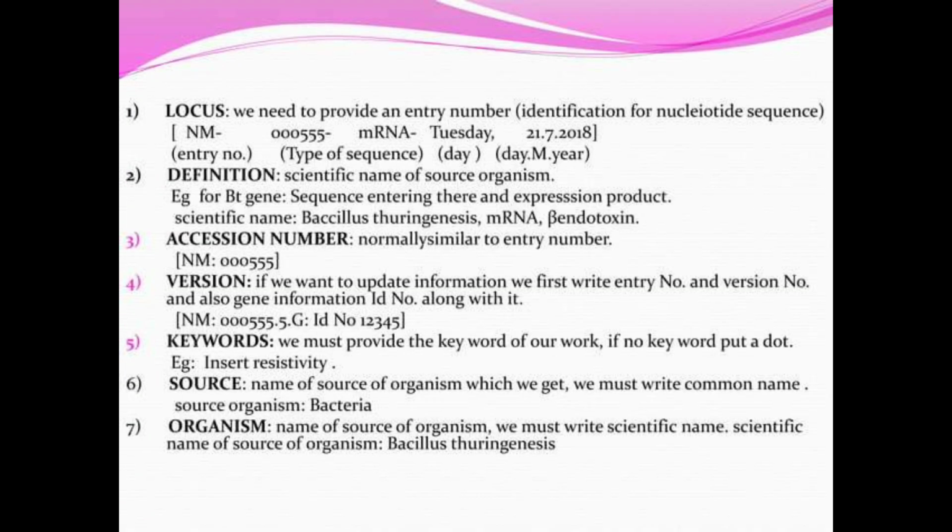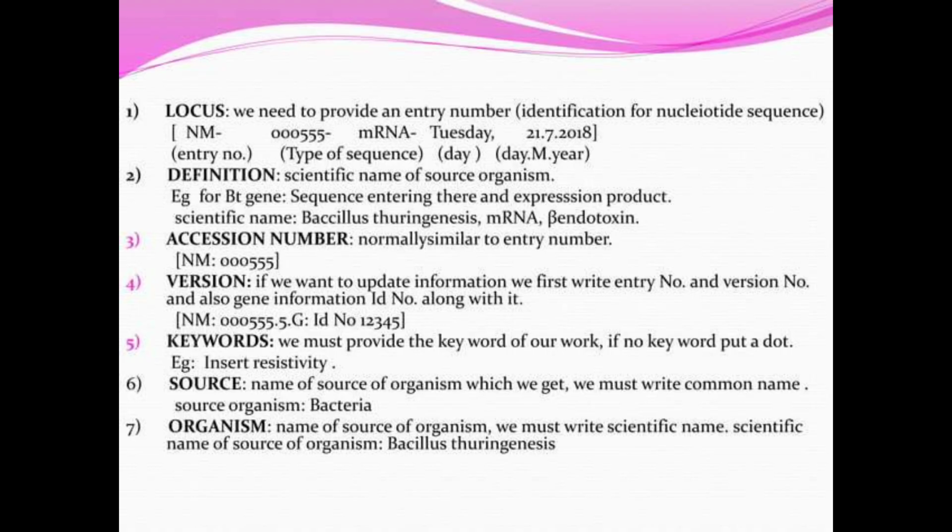Locus: we need to provide an entry name for the identification of the nucleotide sequence. Definition is the scientific name of the source organism. For example, Bt gene refers to Bacillus thuringiensis, mRNA, delta-endotoxin. These are all the related definitions that are associated with it.